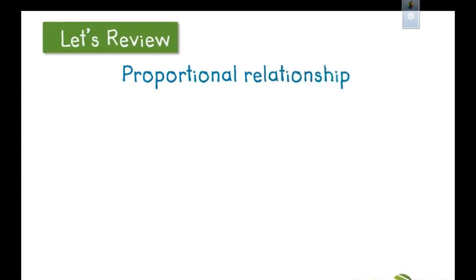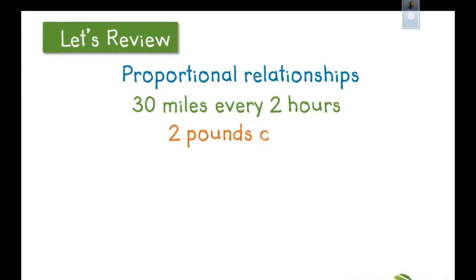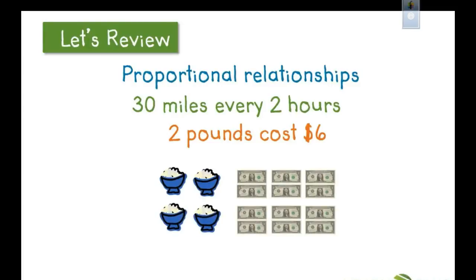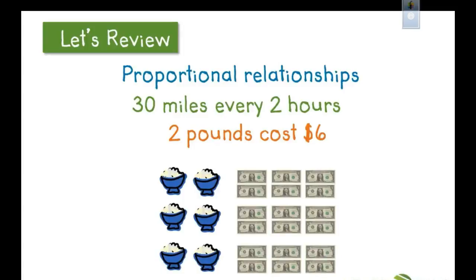Let's review what a proportional relationship is. Here's an example, 30 miles every 2 hours. Here's another example, 2 pounds cost $6. The key thing is that you have one type of unit matched with another type of unit, pounds to dollars, for example. And the other key thing is that you can get other examples of pairs within that relationship by multiplying or dividing. For example, if 2 pounds cost $6, you could double or multiply by 2 to get that 4 pounds cost $12. You can do that because it's a proportional relationship. You could also, for example, triple the original and get that 6 pounds cost $18.